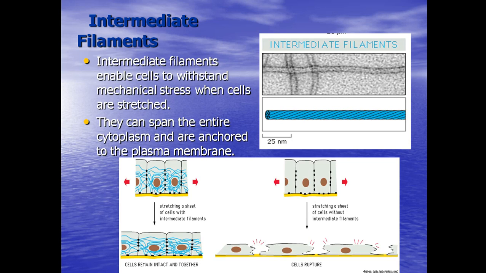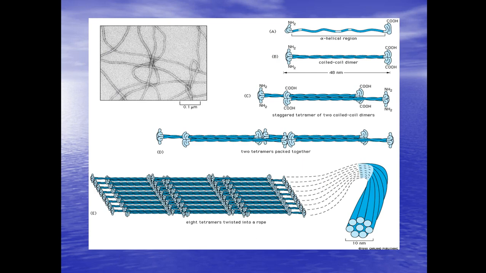And they can span the entire cytoplasm and are anchored even up to the plasma membrane. They are found in the entire cytoplasm, they are spread throughout, and they can anchor to the plasma membrane also. So this is how the intermediate filaments appear.